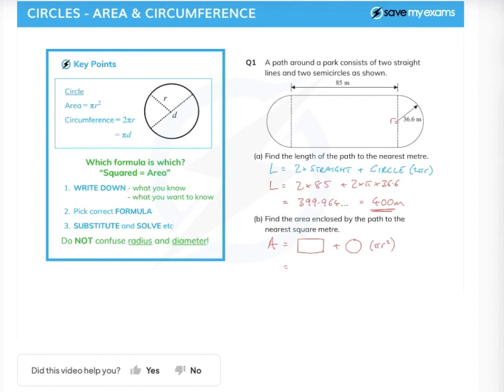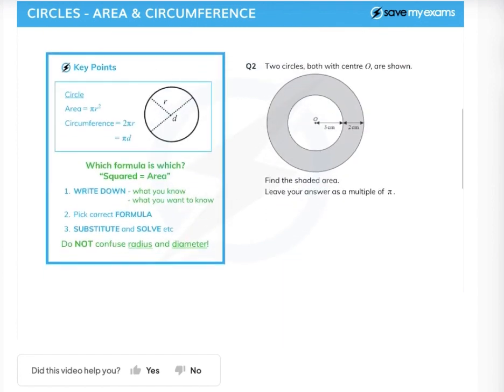Now what about this rectangle? Well, its width is the diameter, which is 2 times the 36.6, and so the area of that rectangle is its length, 85, times 2 times 36.6, and we have to add the area of the circle, and that's pi times 36.6 squared. And if I stick all that in my calculator to the nearest square meter, that comes out at 10,430.